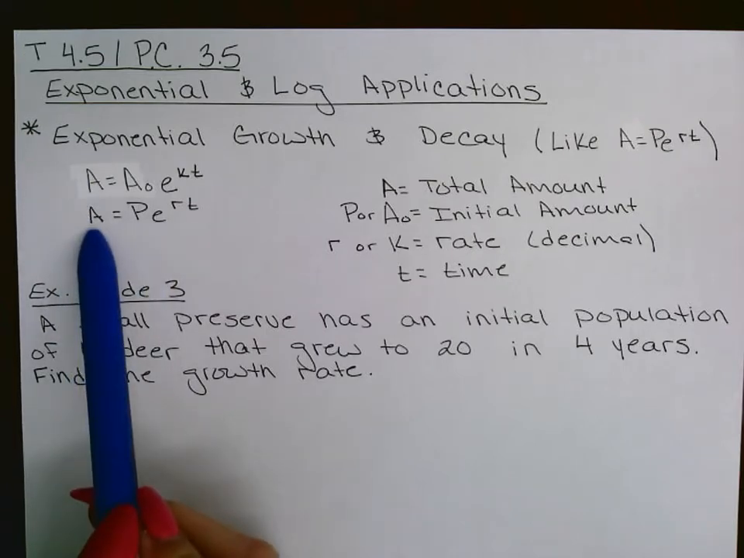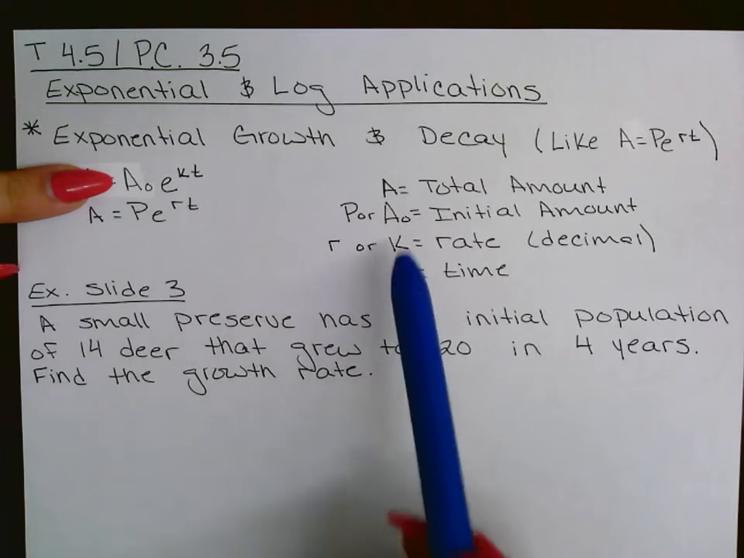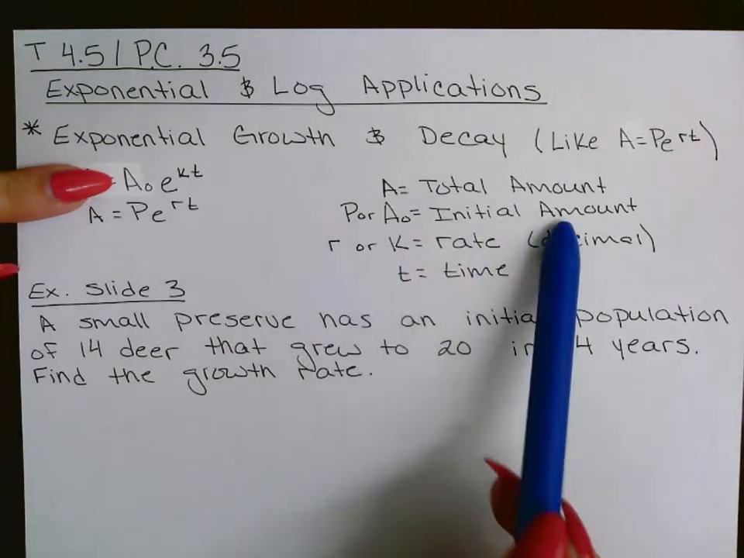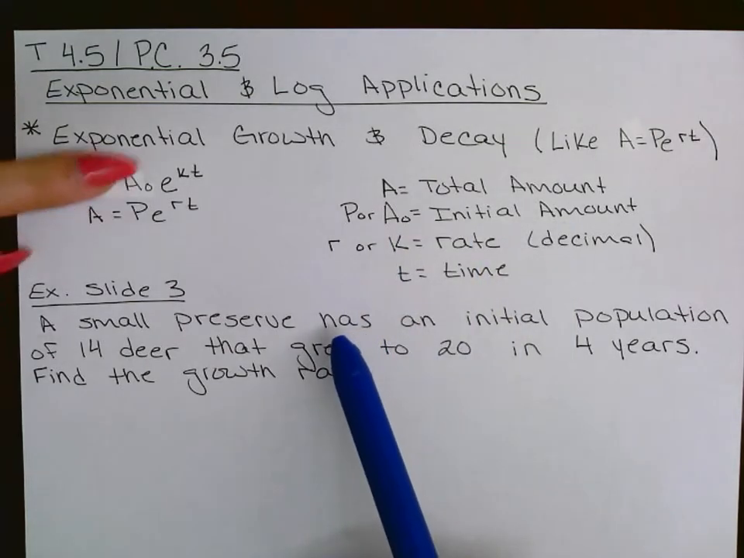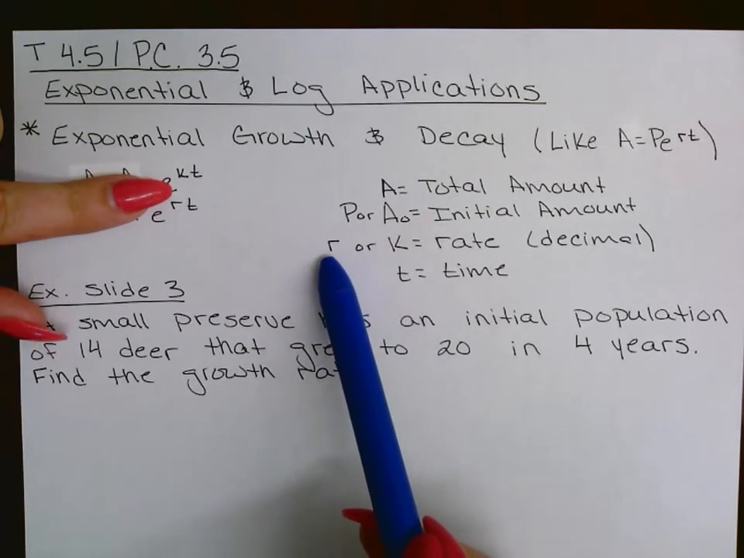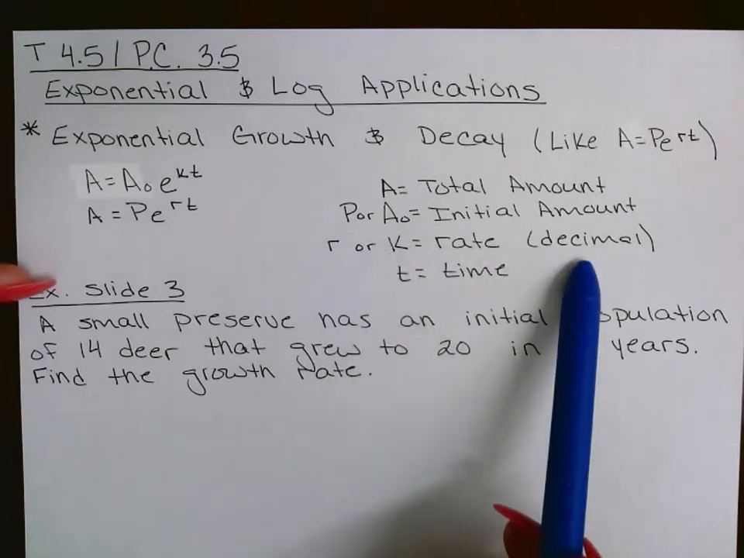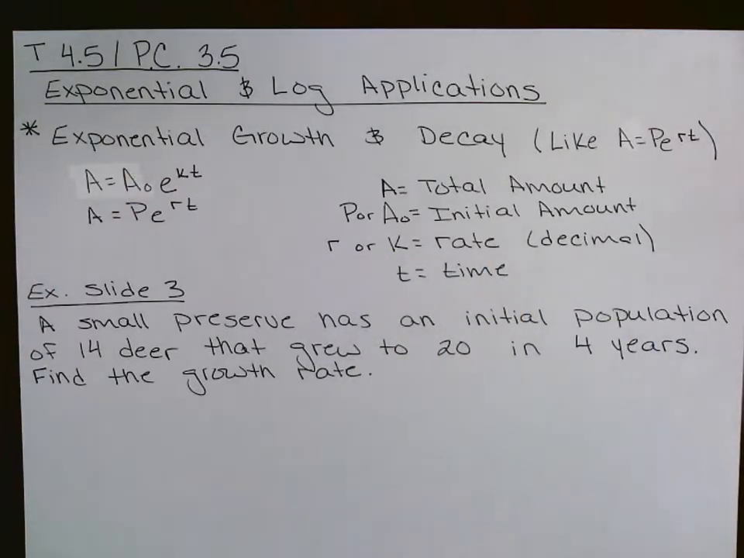So A is still amount. A sub O, that little sub O stands for original. It's a subscript, right? Like the opposite of an exponent. And A sub O, or the P, stands for the initial amount. The E is still the function E. Rate can be represented with an R, and sometimes they put a K. That is a rate. Make sure you put that as a decimal. And T is still time.